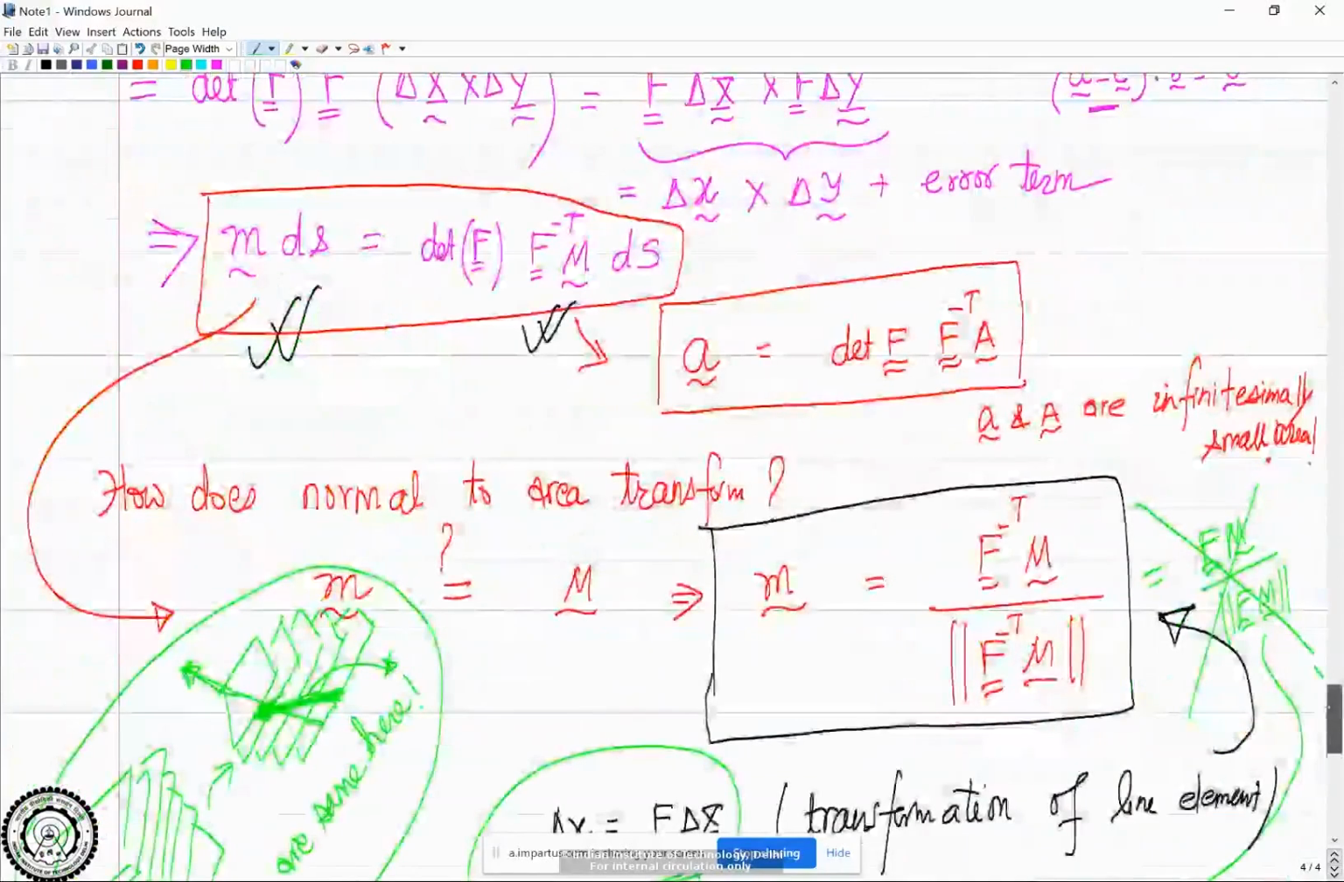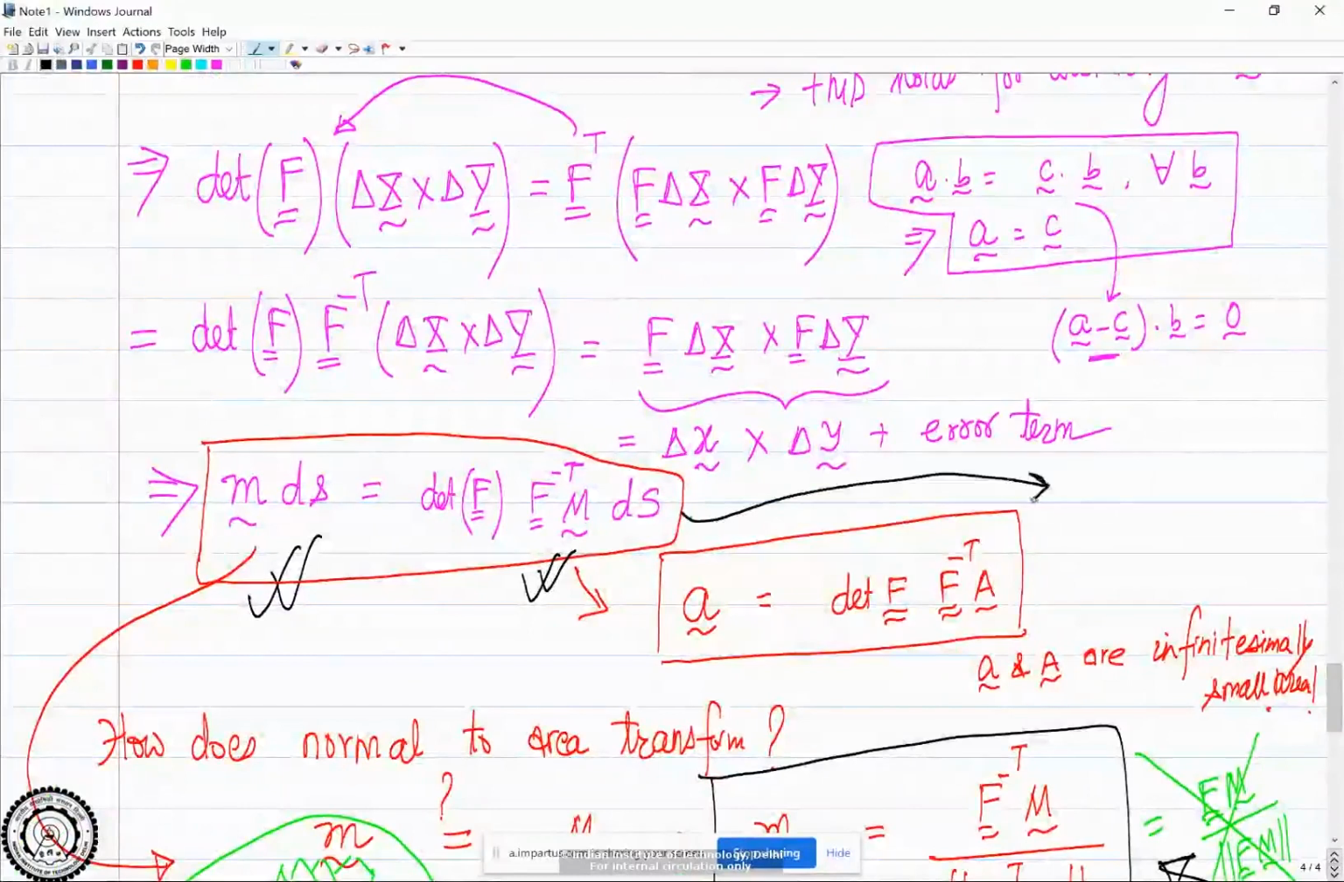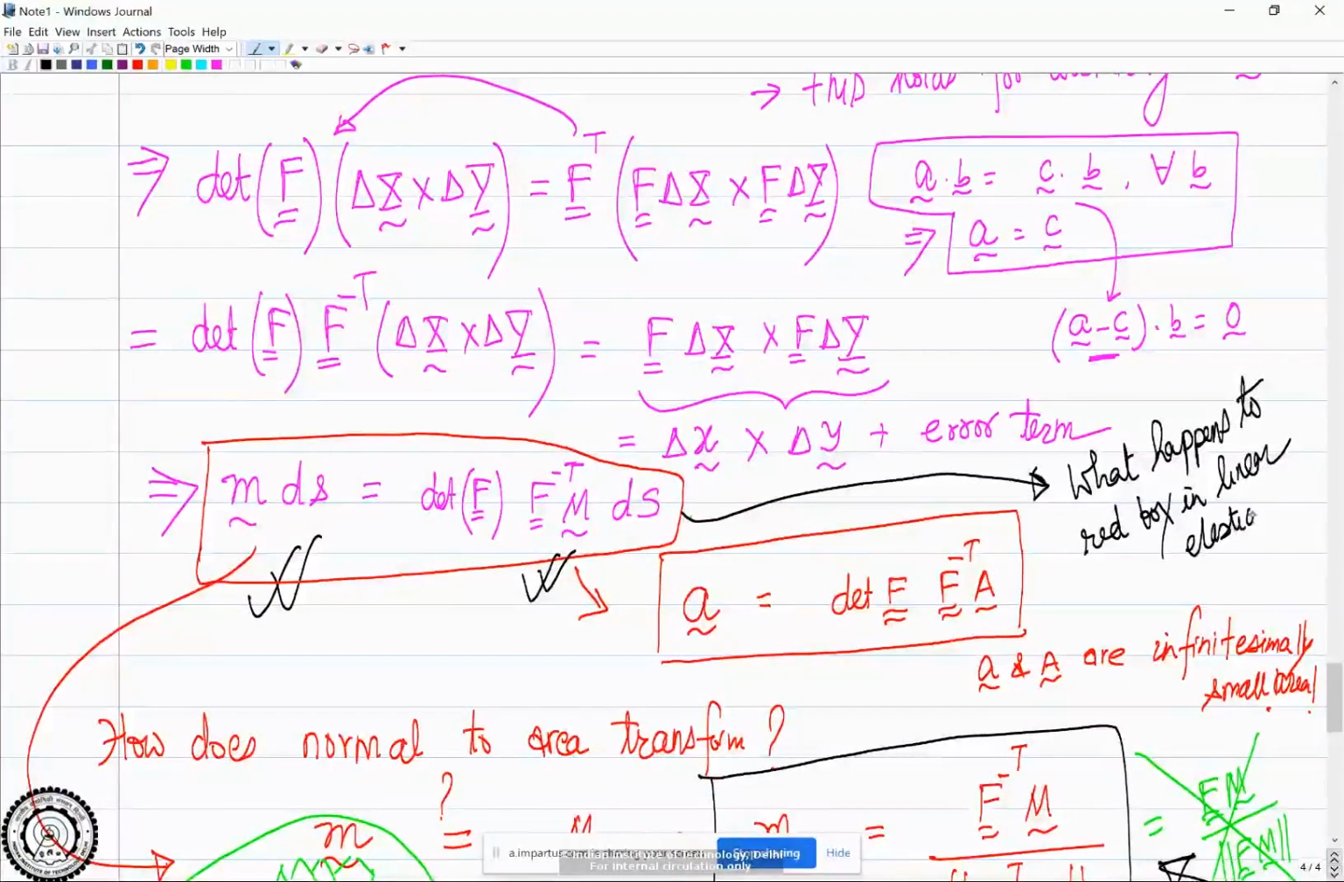Now, here comes your third question for the assignment. The question that I'm giving you, I have not seen it, or I haven't worked it out. What happens to this red box in linear elasticity? That means when the displacement gradients are small. So you have to work it out. This is problem 3, assignment 1.